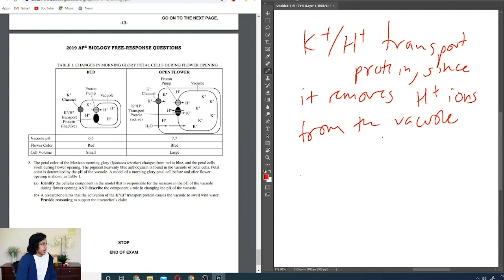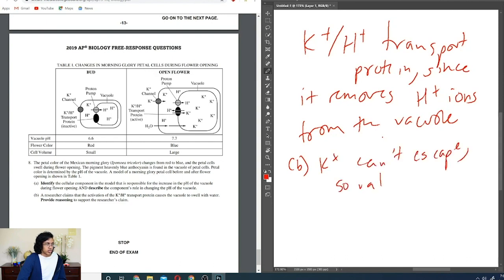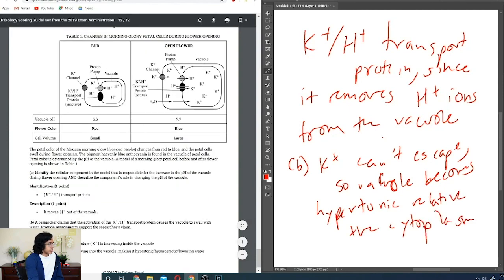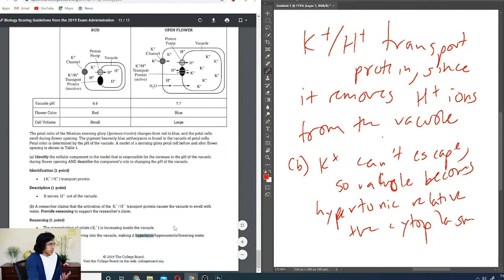A researcher claims that the activation of K plus H plus transport protein causes the vacuole to swell with water. And that makes sense, right? Because you're basically pumping in solutes, which are K plus ions, right? So you're increasing the concentration of K plus, but the K plus cannot escape. So the membrane is impermeable to K plus, right? So now, in order to equalize the concentration, the K plus can't come out, but the water has to go in. So that makes sense. K plus can't escape, so the vacuole becomes hypertonic relative to the cytoplasm. Okay. Hypertonic, hyperosmotic. Okay, very cool.